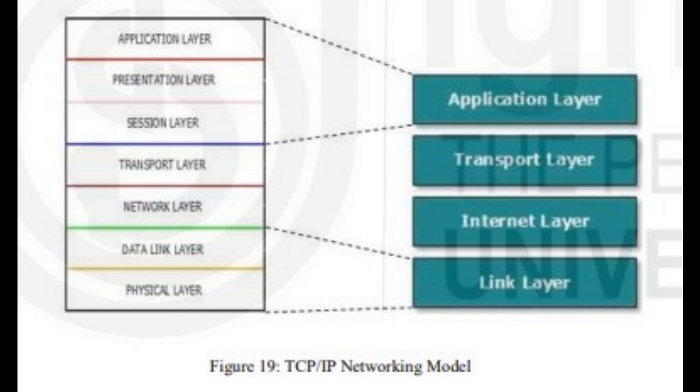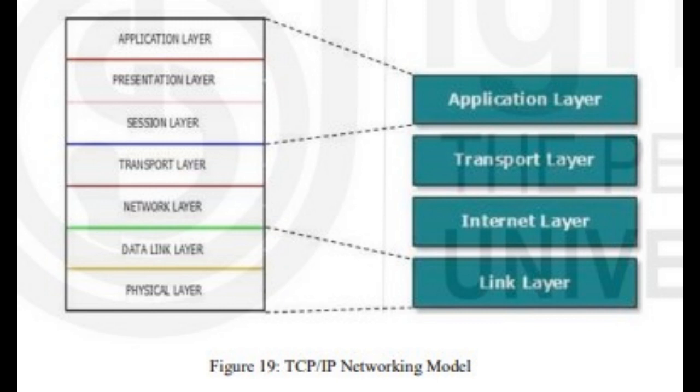Figure 19. TCP/IP networking model. Look at the screen. Application layer. It defines the interface for the user to access the internet services. This layer is also responsible for formatting of the message to be transmitted and maintenance of the sessions. Examples: FTP, SMTP, HTTP etc.